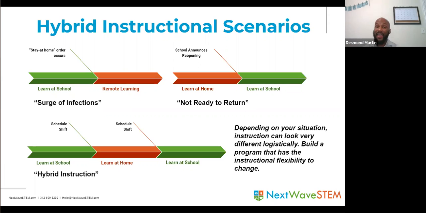In the hybrid model, you've got students who are going to be jumping in and out of in-class instruction throughout the semester, maybe throughout the school year. They'll have to shift from doing portions of the curricula in class, to doing portions at home remotely or through virtual instruction, and then coming back and continuing in class, which creates a very interesting, opportunistic schedule flow for us as instructors. Depending on your situation, things can look very different logistically. But the amazing thing is that the emerging technologies that we use have the ability to flex with these schedule changes.